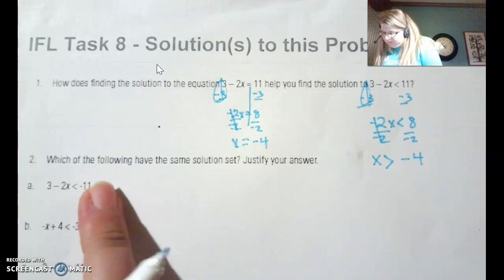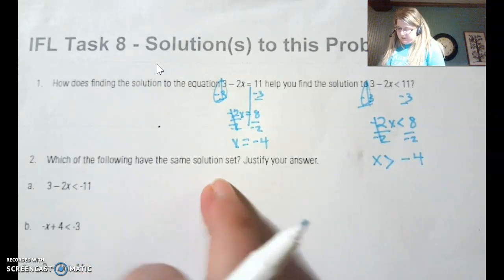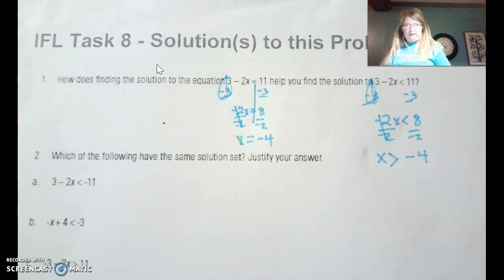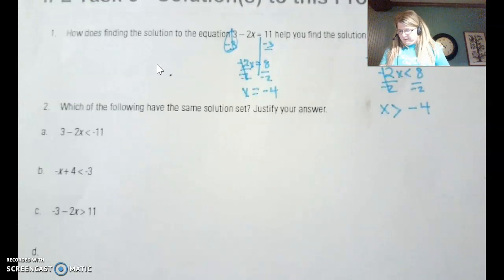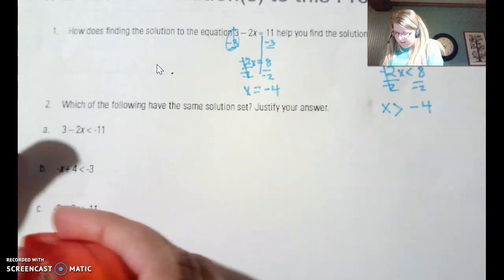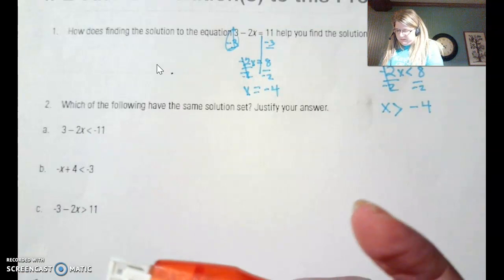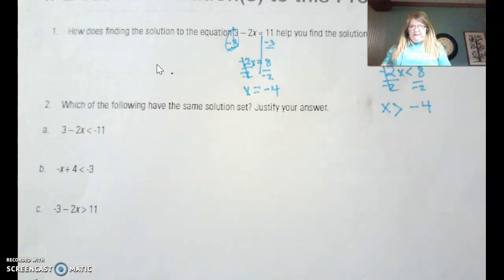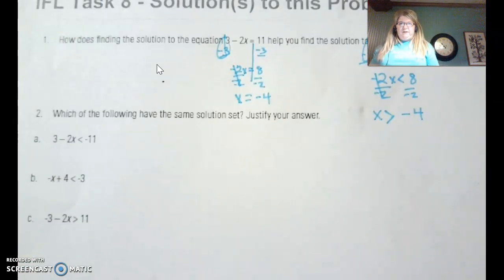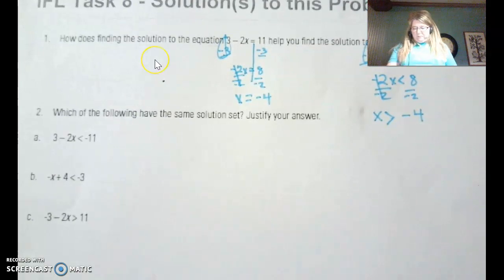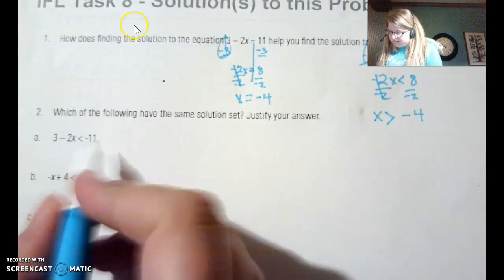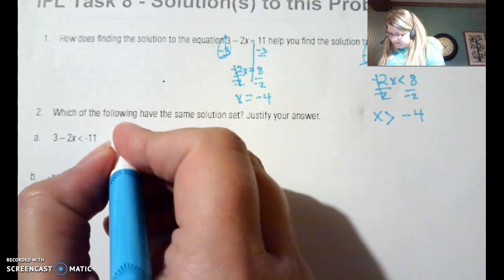Okay, so which of the following have the same solution set? Before we get too deep into this, we probably need to just mark out D. I'm not sure if that was supposed to have something there or not, but couldn't find it anywhere, so we're just going to mark that out. Alright, let's see. This one is the one we just did.